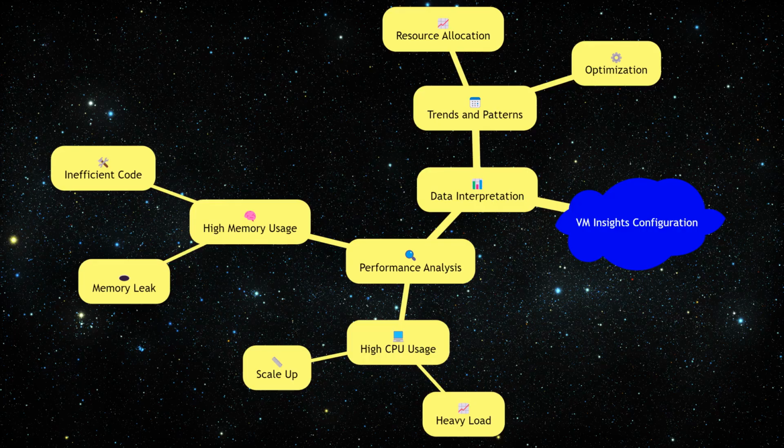Once VM Insights is configured, you can interpret the collected data to gain insights into your VM's performance. For example, high CPU usage might indicate that a VM is under heavy load and may need to be scaled up. Similarly, high memory usage could suggest a memory leak or inefficient application code. By analyzing trends and patterns in the data, you can make informed decisions about resource allocation and optimization.